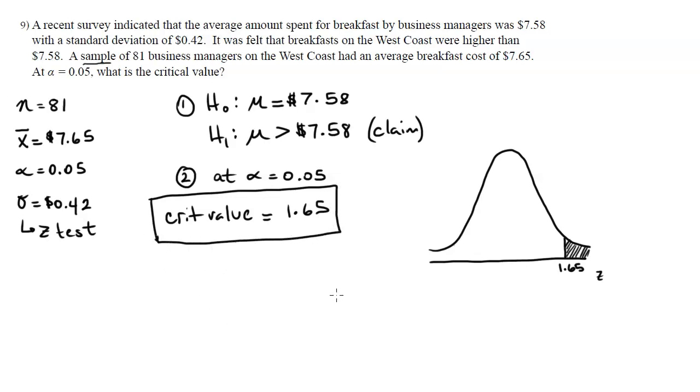Third step, you would find the test value. And then the fourth step, you would determine if you reject the null hypothesis or do not reject the null hypothesis, right? So that's your steps.